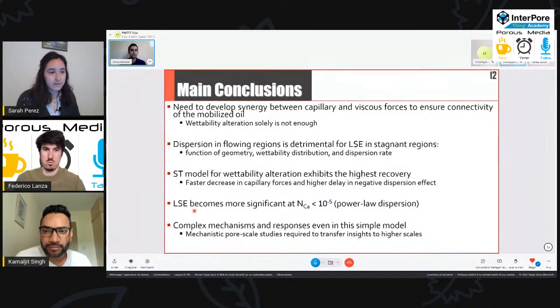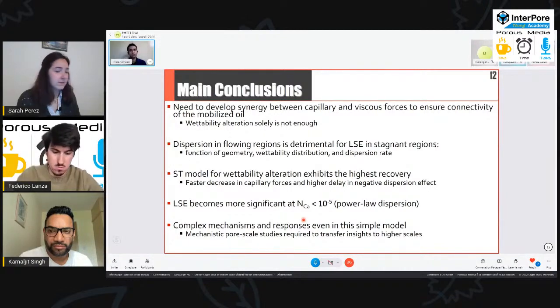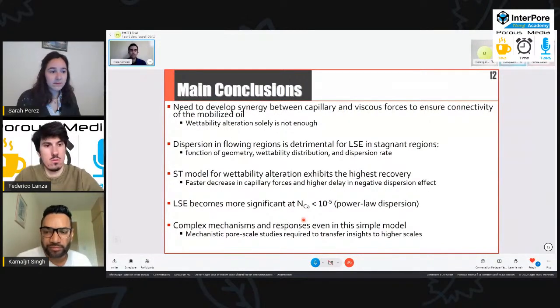As I mentioned, this low salinity effect becomes much more significant at capillary numbers lower than 10 to the power of minus 5, which is also the power law dispersion regime. And we have seen that many complex mechanisms and responses exist even in this very simple model at this very small scale. There is a need for more mechanistic pore-scale studies so that we can gain more insights to translate to higher scales and actually be used for reservoir-scale studies.